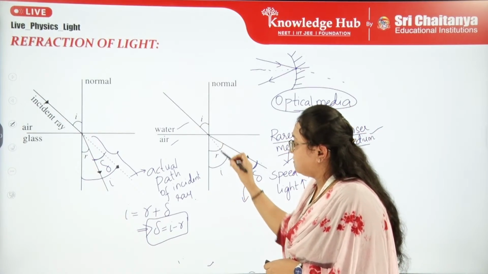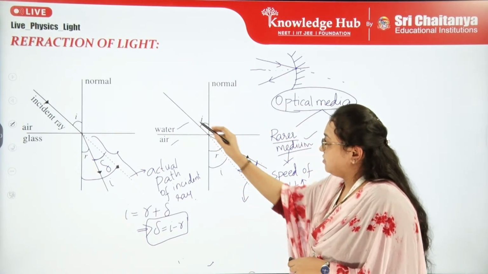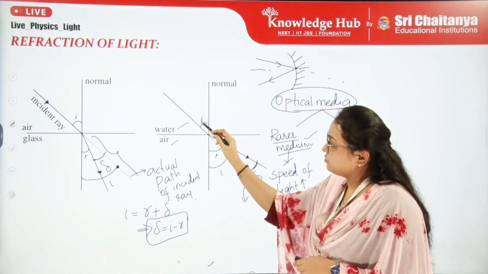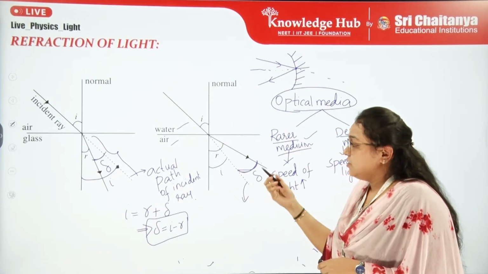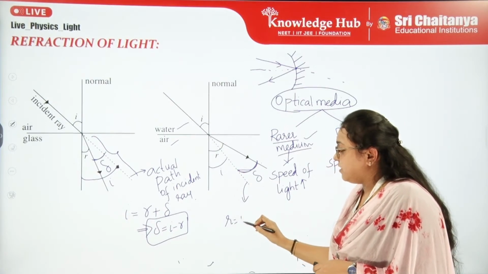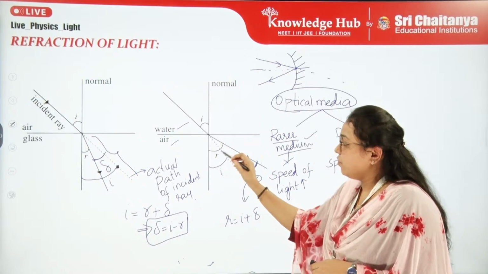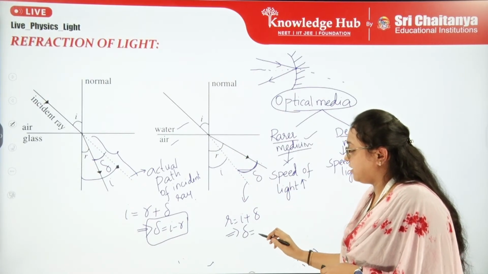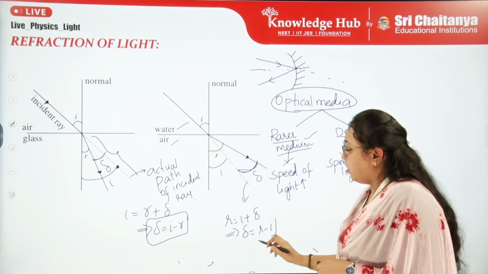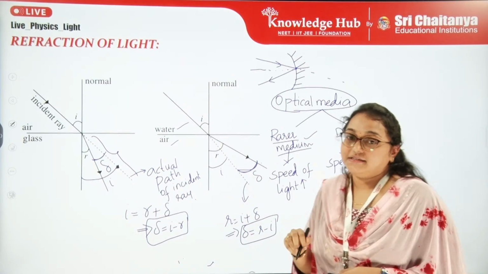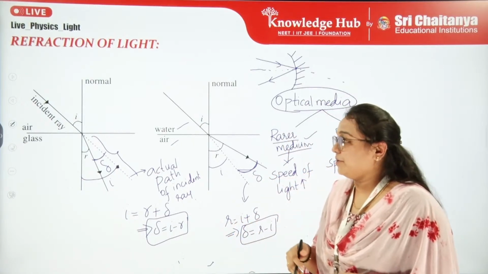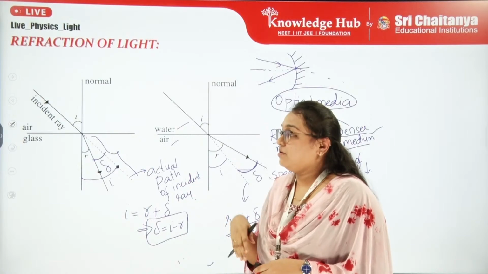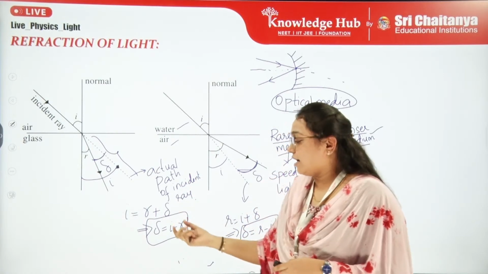So this time, this will be equal to this. This is I, because this one is a straight line and this is a straight line. Vertically opposite angles are equal. So if this is I, this will be I. So this time we'll get R is equal to I plus delta. This whole R is I plus delta. From this, delta is equal to R minus I. So you can even talk about angle of deviation when light is entering from one medium to another medium. So based on whether light is entering from rarer to denser or denser to rarer, we can talk about angle of deviation.